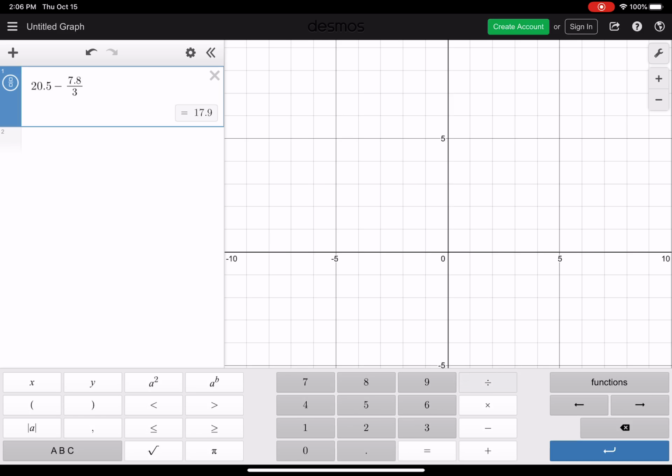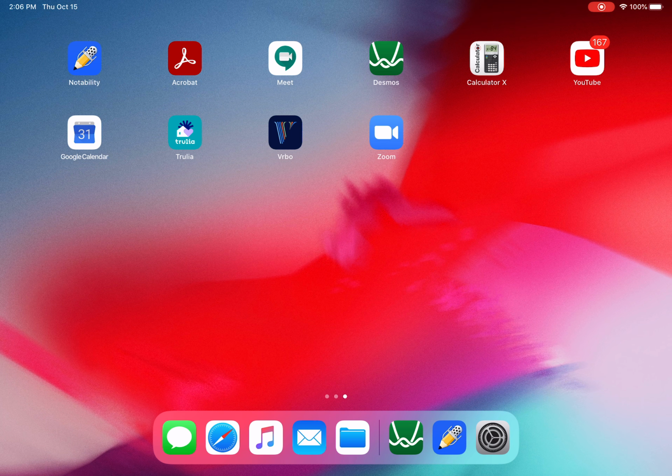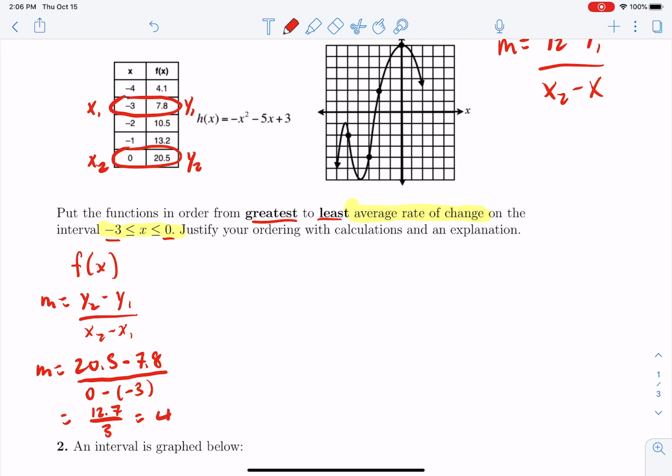Okay, so 12.7 divided by 3, and I get 4.23 repeating. So my average rate of change for f of x on that interval is 4.23 repeating.